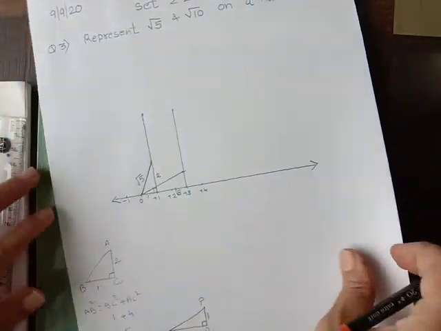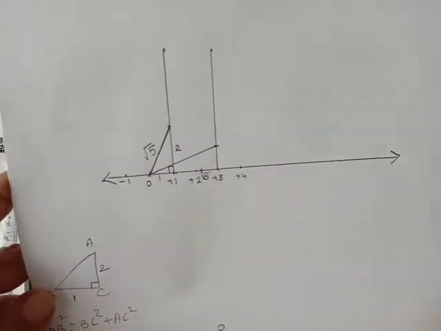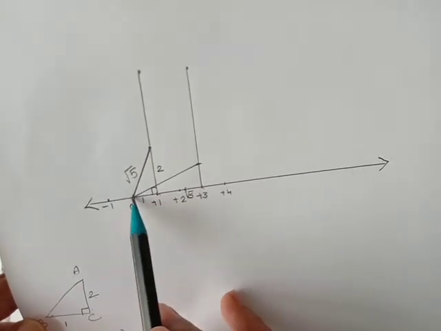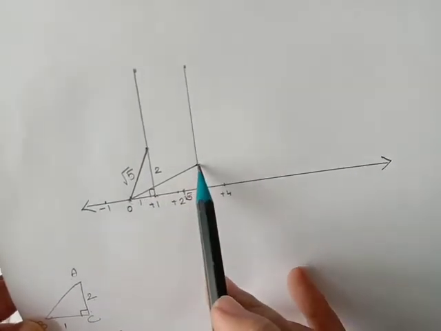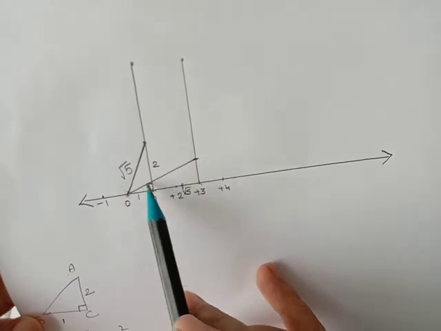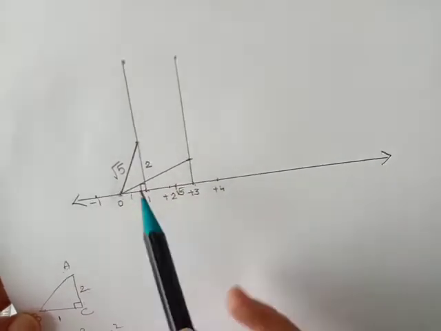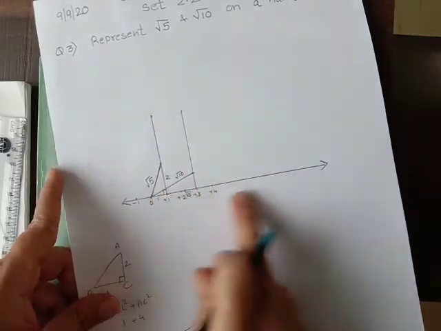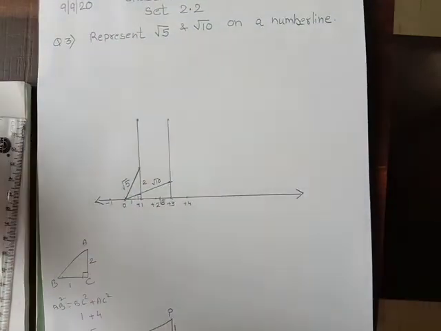I am zooming it for you and showing. Just see, now this is the required triangle. From here to here is 3 units. From here to here is 1 unit. And this distance is root 10 now. So this is root 10. But I want this distance on the number line, no? So what will I do?